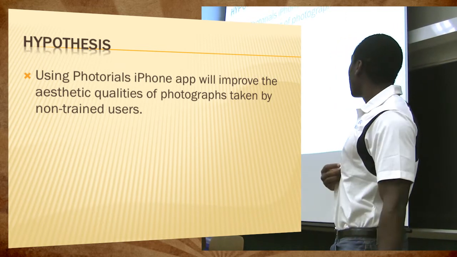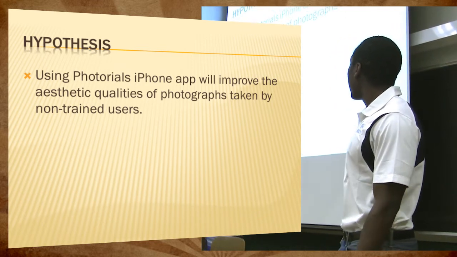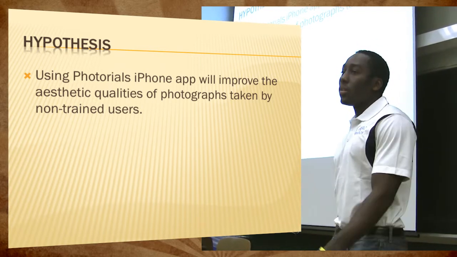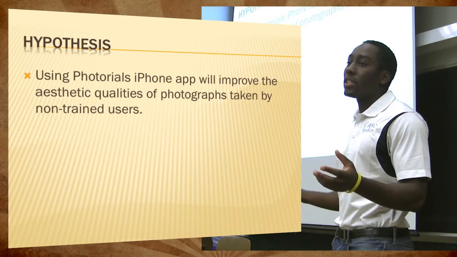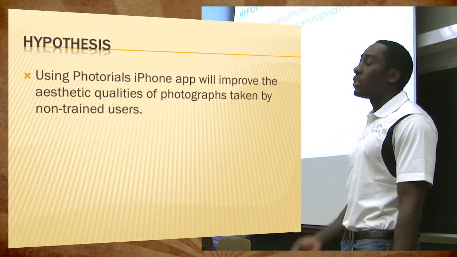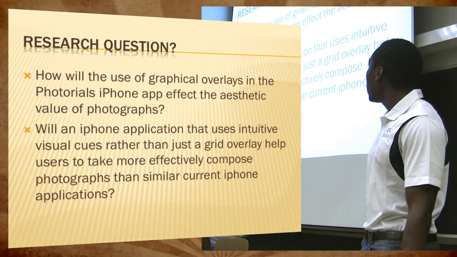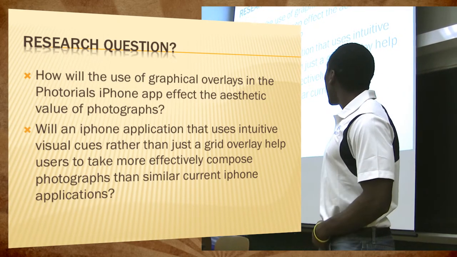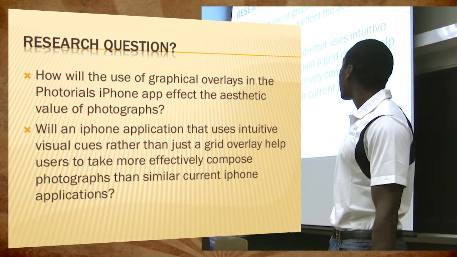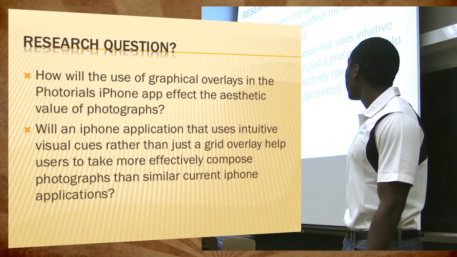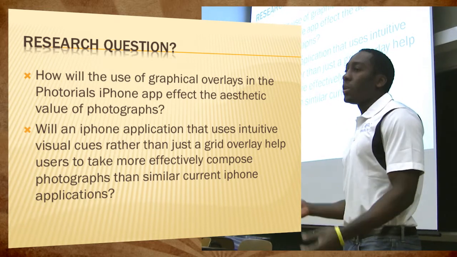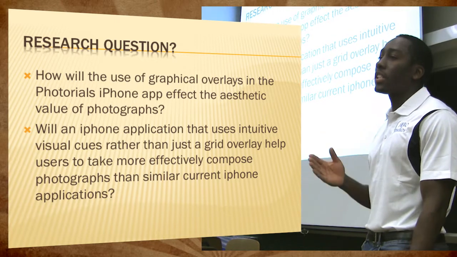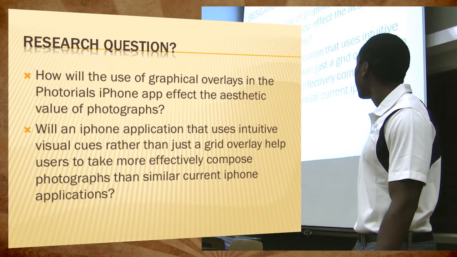Our hypothesis is that using Photorials, our iPhone app, the aesthetic quality that photographers take will increase. So we think that users that don't have photography experience will be able to take well-composed photos using our app. So what is our research question? We just wanted to figure out, as I said earlier, how will the use of graphical overlays in the Photorials iPhone app affect the aesthetic value of photographs? So this is just saying, when you use our app, based on the standards of composition, do you take a better composed picture, whether it's a landscape, or if it's a person, or if it's a group of people?